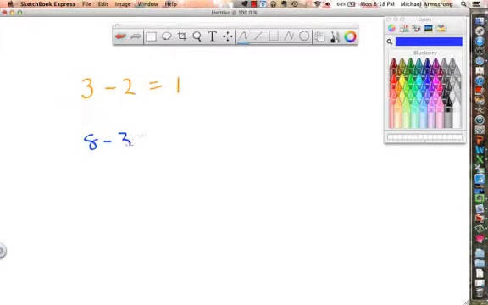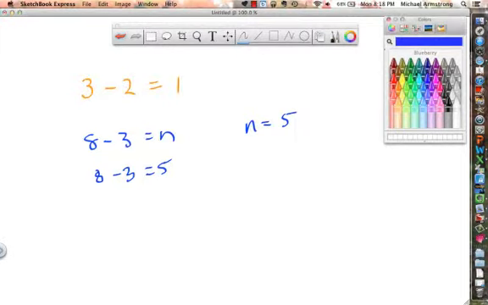8 minus 3 equals n. What does n equal? Well, n has to equal 5, because 8 minus 3 is 5. And since it's also n, then n and 5 have to be the same. If we put 5 in here, it would still work. 8 minus 3 equals 5. We can go backwards. 5 plus 3 equals 8, moving back in the other direction.